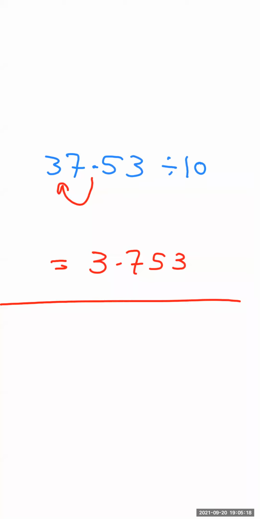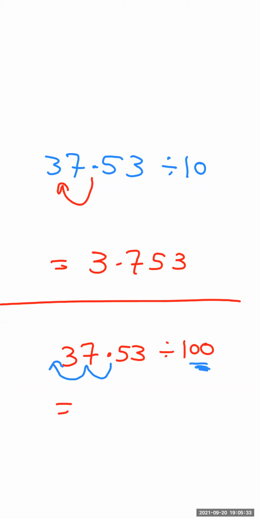Okay, one more question. 37.53 divided by 100. Two decimal places to the left. 1, 2. So it will be here before 3, so 0.3753.